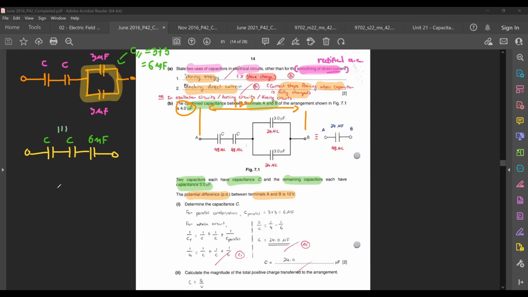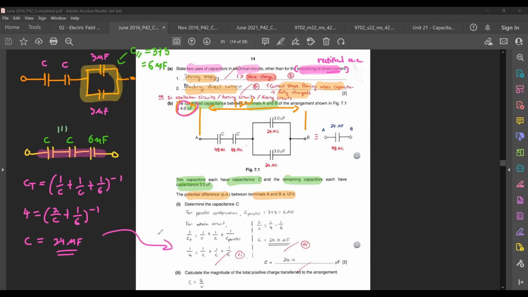Then when I want to find my total capacitance, because they're all connected in series, I added like I would resistors in parallel. So this one will be 1 over C plus 1 over C plus 1 over 6, all to the power negative 1. Right now, you already know that your combined capacitance is 4 microfarads. So this one will become 4 equals 2 over C plus 1 over 6, to the power negative 1. Eventually, C will become 24 microfarads. Okay, so this is actually your working here. So this is pretty straightforward to find your capacitance.